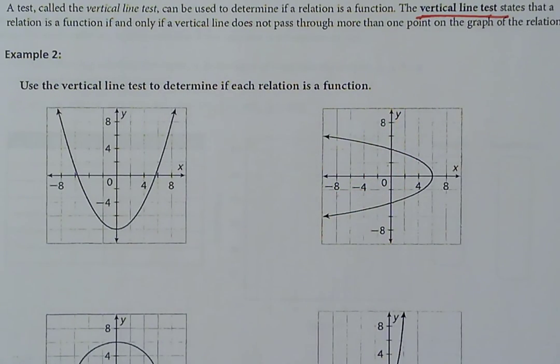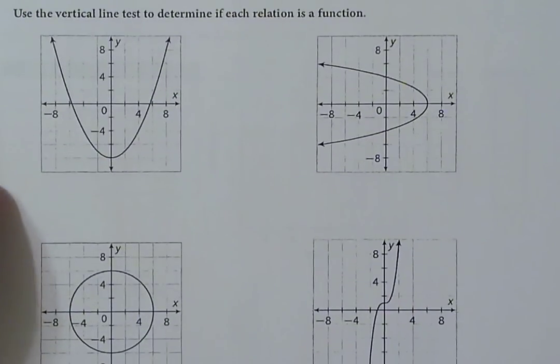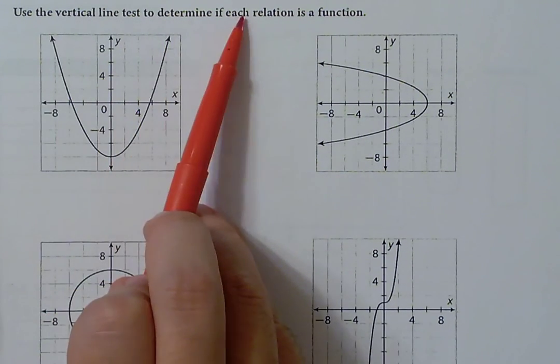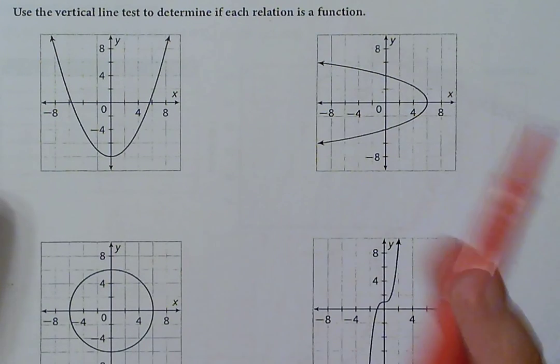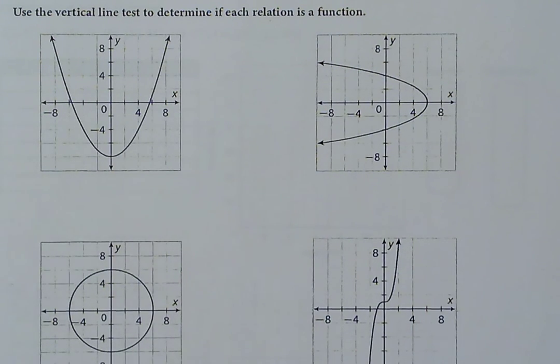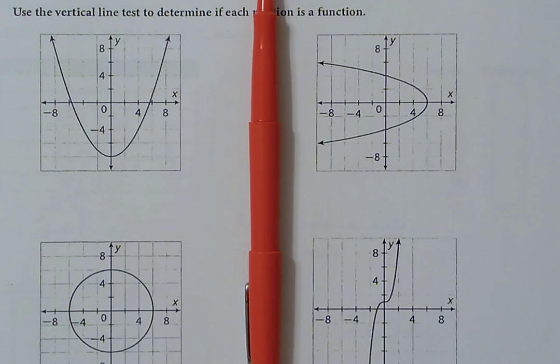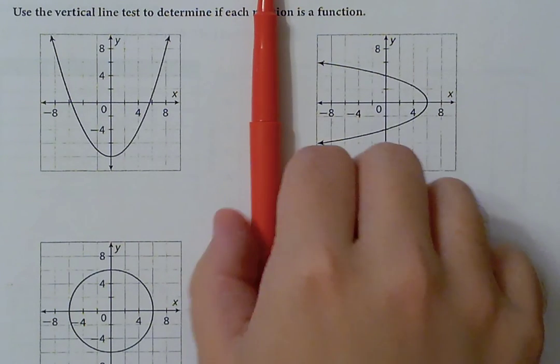So I'm going to move this up so we can look at all these. This is example 2. They want us to use the vertical line test to determine if it is a function or not. If we look at our first one, first of all, a vertical line is straight up and down, like this. My pen is a vertical line because it goes straight up and down.